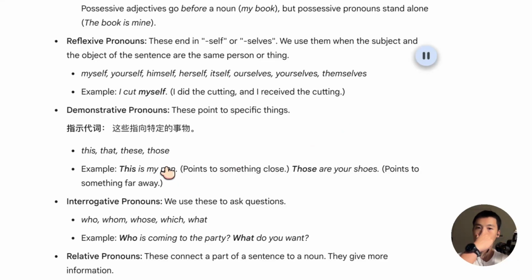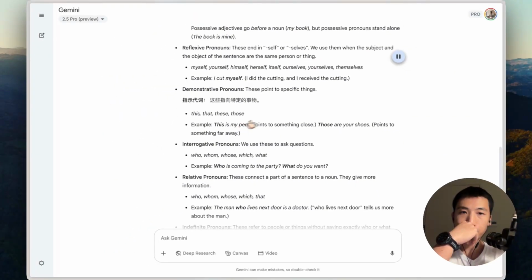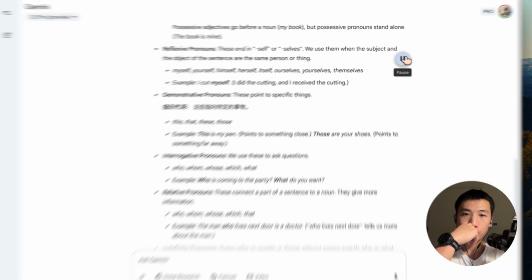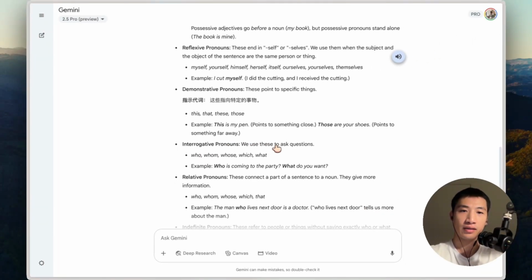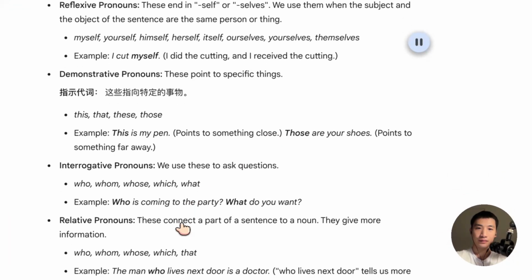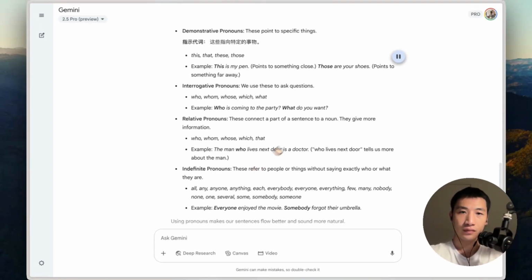Interrogative pronouns. We use these to ask questions: who, whom, whose, which, what. Example, who is coming to the party? What do you want?